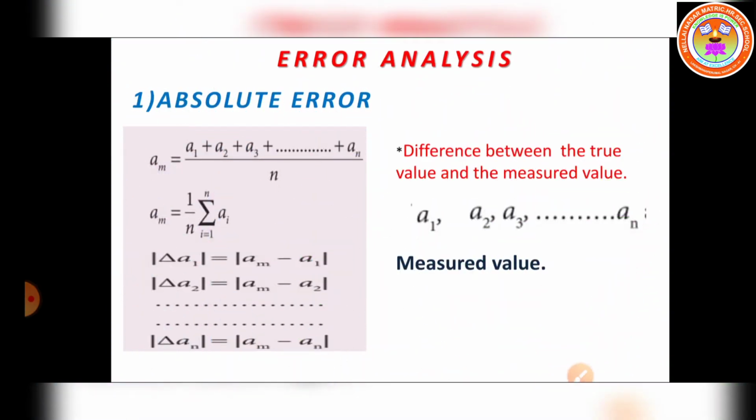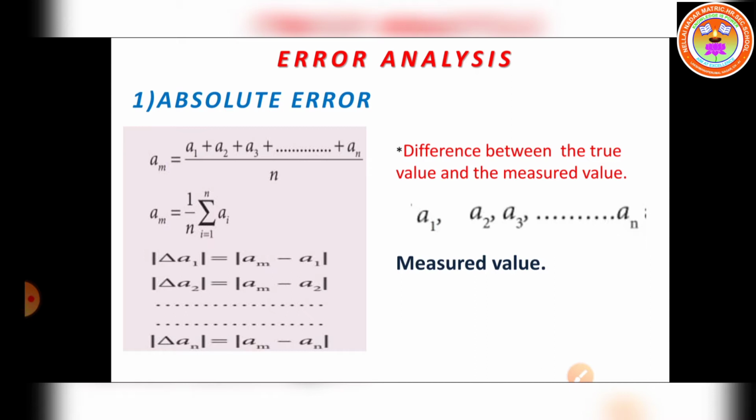Today we are going to discuss error analysis. Error analysis is classified into four types. One is absolute error, second one is mean absolute error, third one is relative error, and fourth one is percentage error. Now let us see the first one, absolute error.